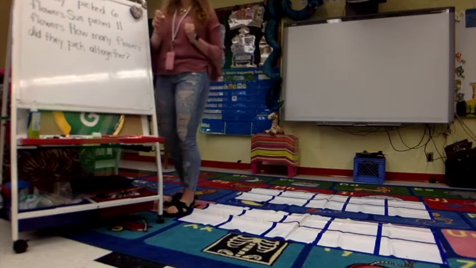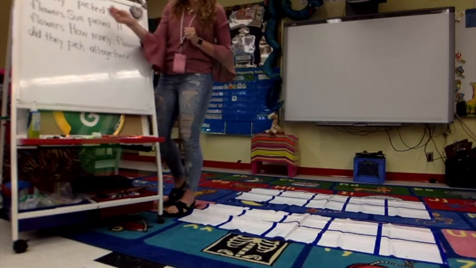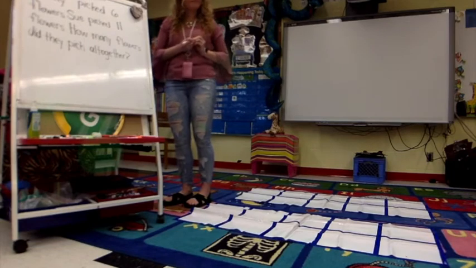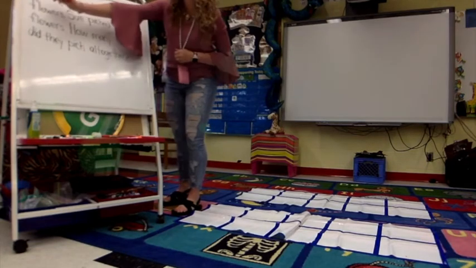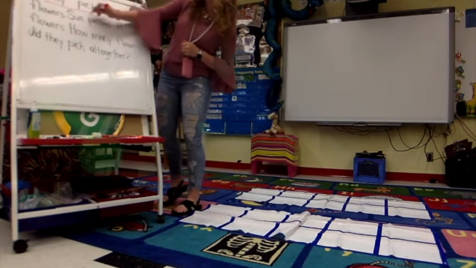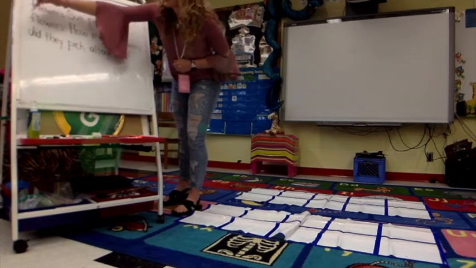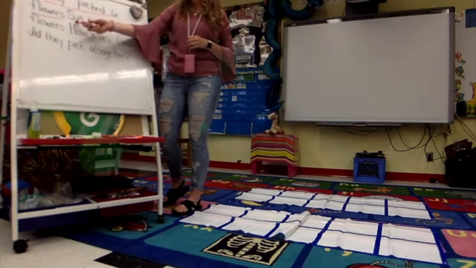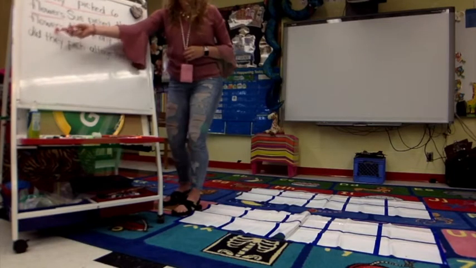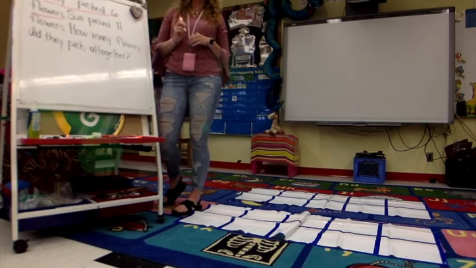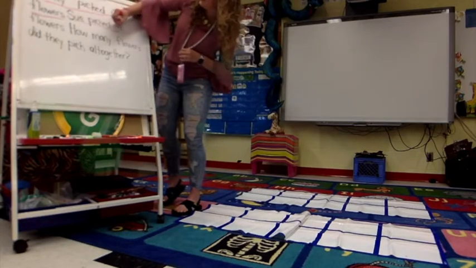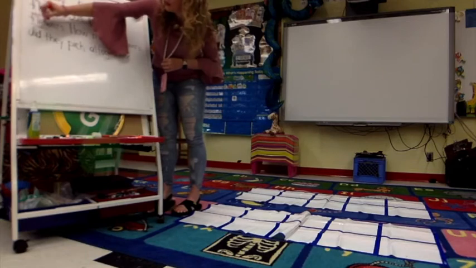Let's look at the first sentence. Sally picked 6 flowers. Do you think that's important? Yes, it is. So we are going to underline Sally picked 6 flowers. Let's look at the next sentence. Sue picked 11 flowers. Is that important? Yes, that is important. So we are going to underline Sue picked 11 flowers.